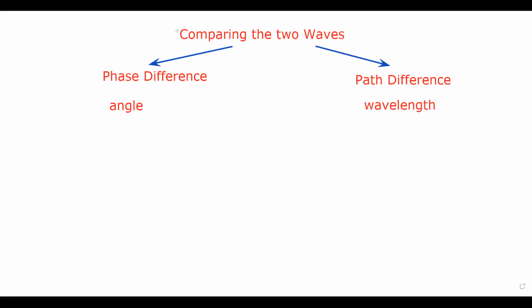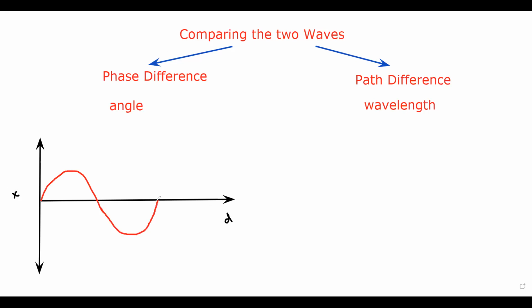phase difference we already discussed in the last session, but quickly I will go through this. Example, we have a displacement and distance graph. On the y-axis we have displacement, on the x-axis we have distance. And there are two waves. One is in red, another one is in blue.